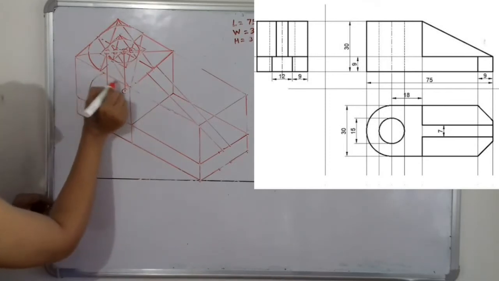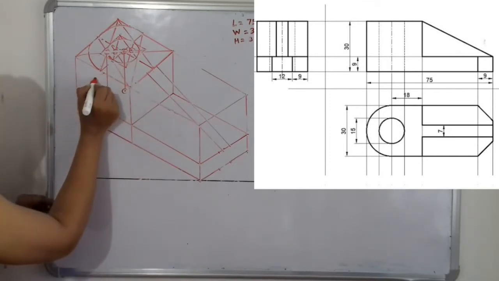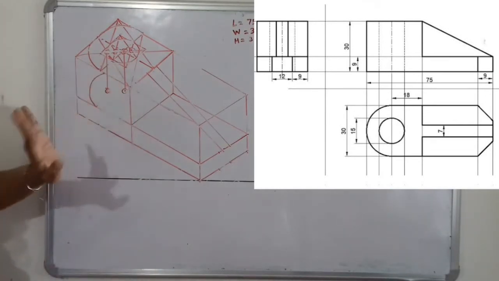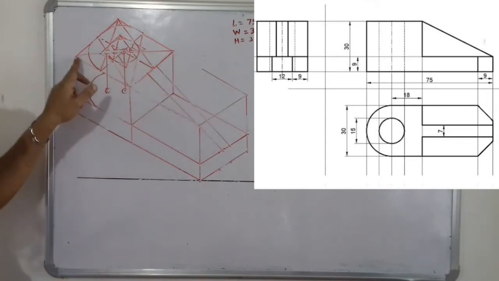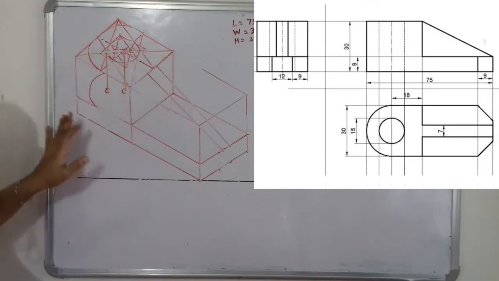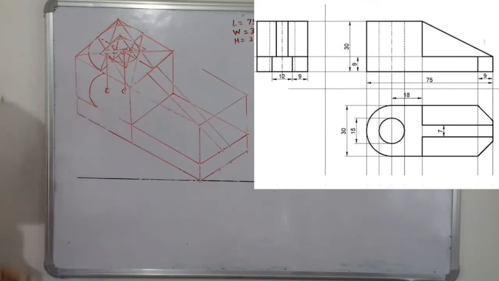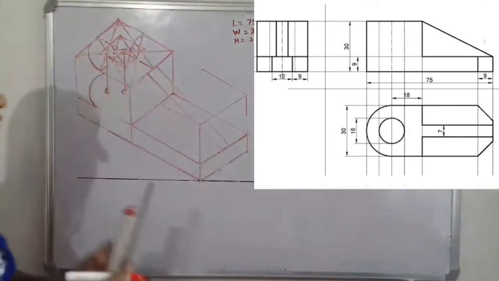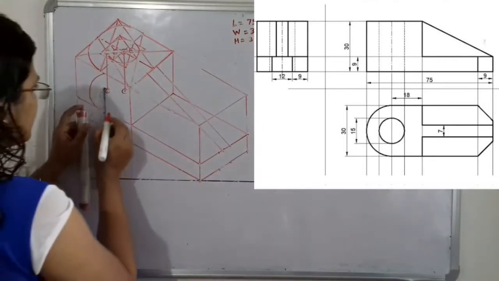So here is the construction. Up to this construction only we can extend this semicircle, and then we will skip the other part, because here is the construction. Now again we will shift the center of that semicircle 9 millimeter below. So 9 into 4, that is 36 millimeter below.